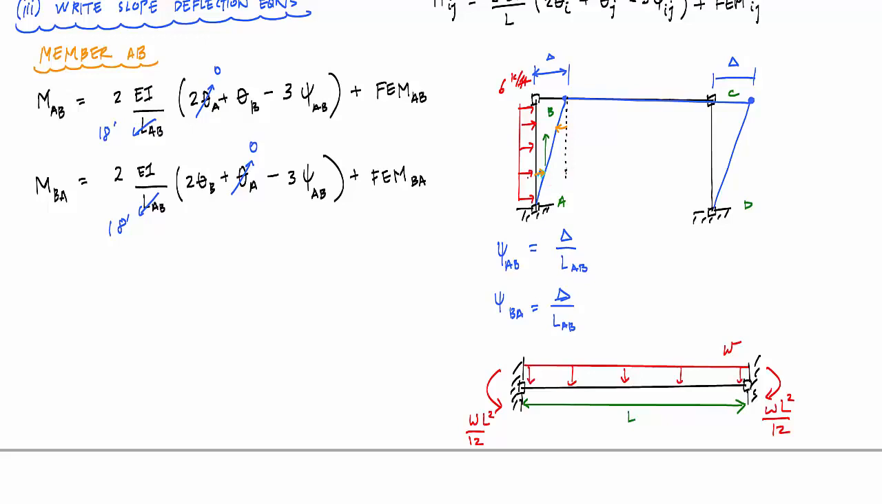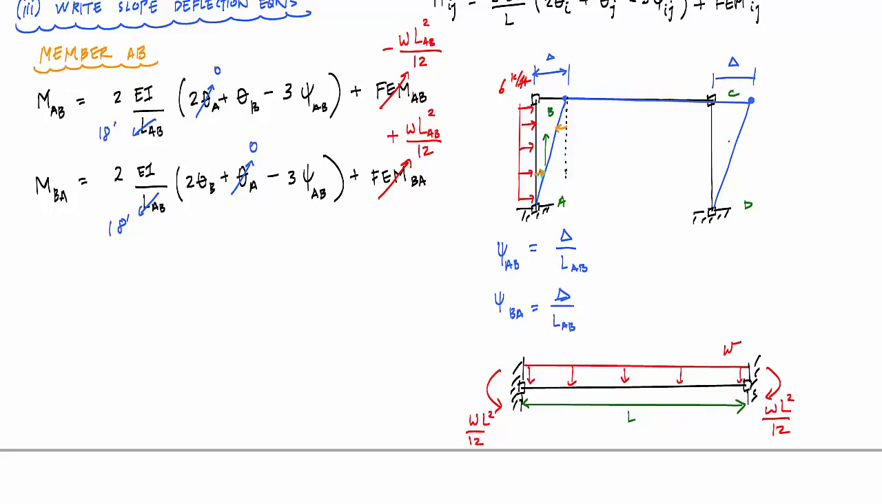And the fixed end moments at end A, or FEM-AB, would be this WL squared over 12 counterclockwise, which means that this is negative WL_AB squared over 12. And the fixed end moments at BA would be clockwise, and therefore these would be positive WL_AB squared over 12. And if you look at the other members, I've got no loads there, so that means I've got no fixed end moments for the other two members when I do the slope deflection equations for them.